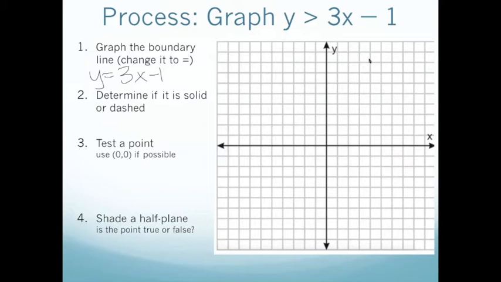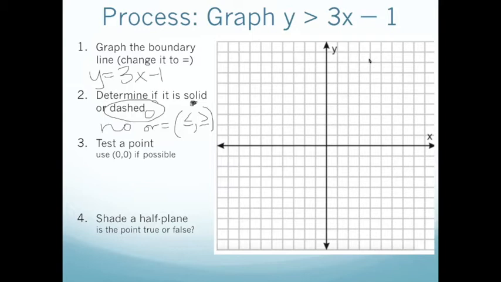And then we're going to determine if it's solid or dashed. Solid, like a solid circle, dashed, like a hollow circle. So will this be solid or dashed? There is no or equal to, so this will be dashed. No or equal. Only greater than or equal to and less than or equal to are solid.